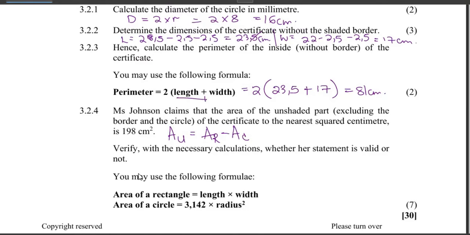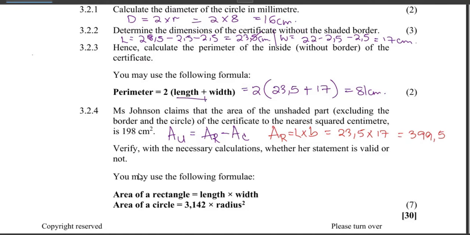Okay, so let's say the area of the rectangle will be L times B, which will give me 23,5 times 17. Why am I using this? Because I'm looking at the white part of it without borders. So 23,5 times 17, you get the answer as 399,5. This is the area for the rectangle.